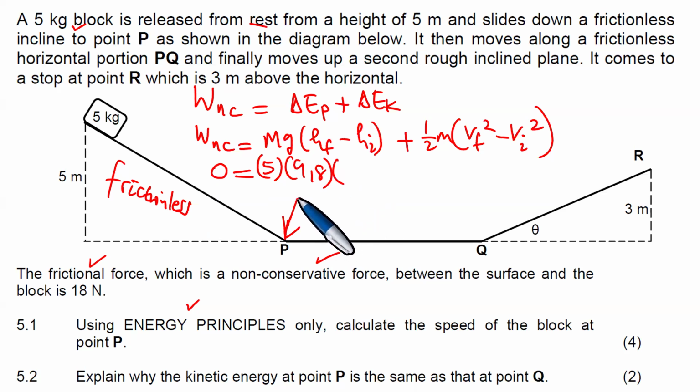Right, so we have exactly the following notion. As this block is released from rest, a couple of things remain very important. What exactly do we have here? The final height becomes 0.